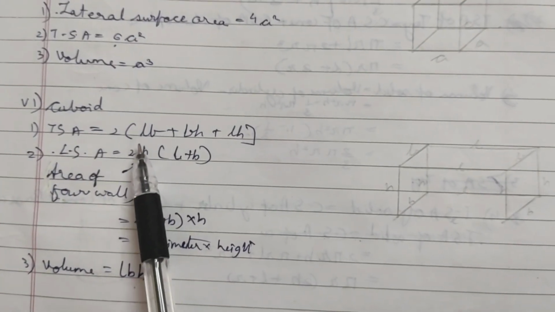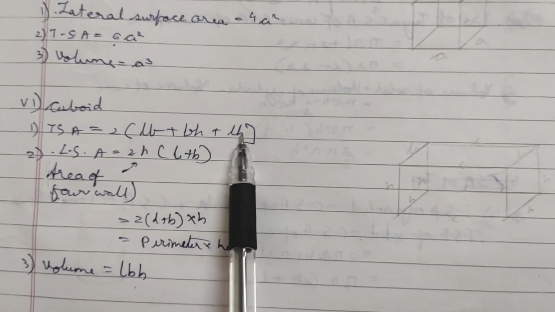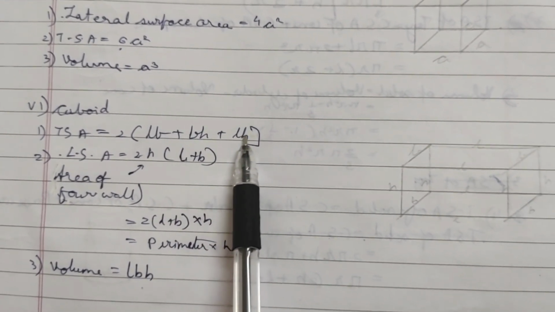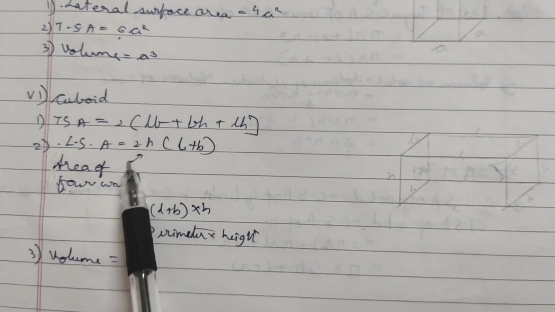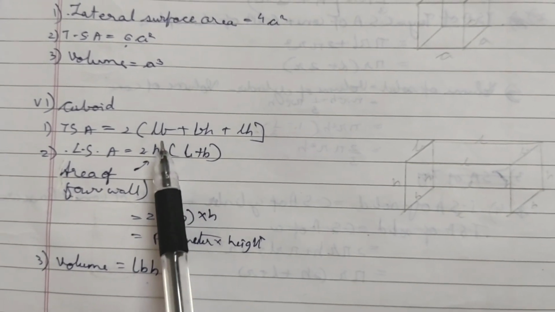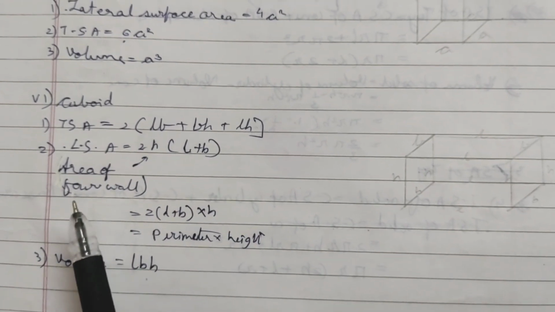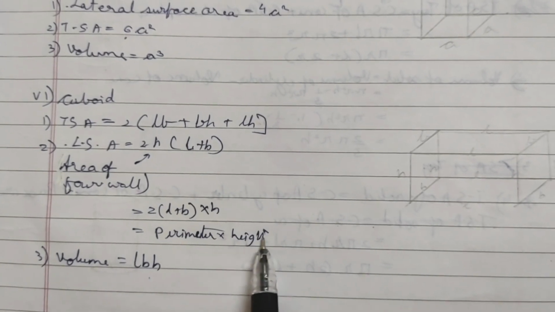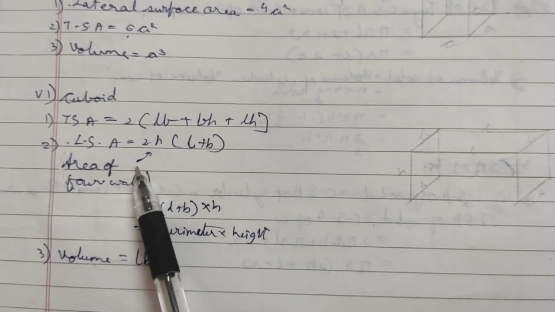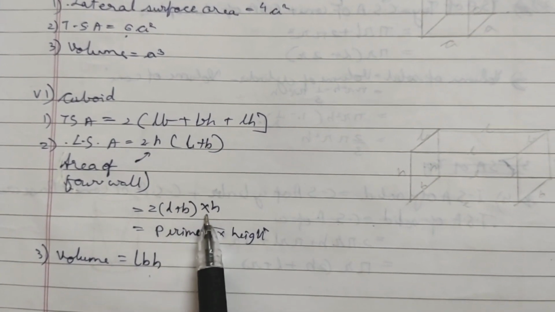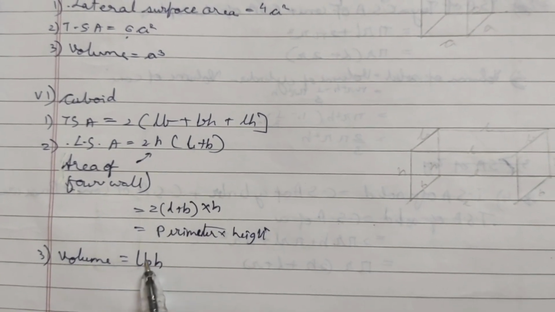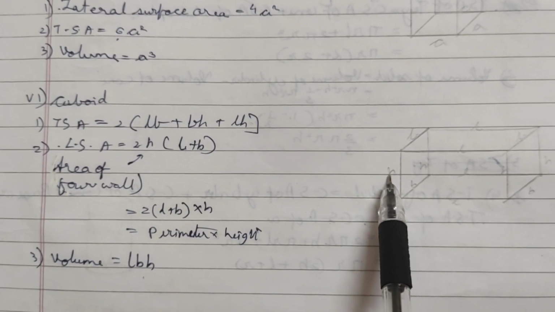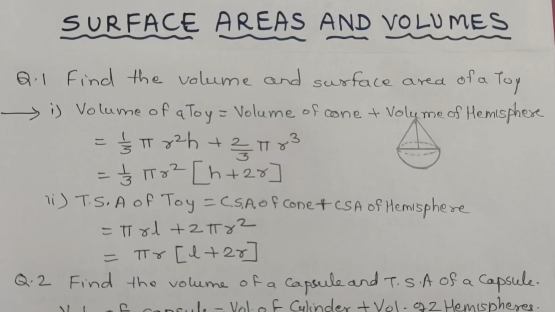Cuboid. Total surface area is equal to 2 into LB plus BH plus HL. That is length into breadth plus breadth into height plus length into height. Lateral surface area is equal to 2H into bracket L plus B. Then 2 into L plus B into H is equal to perimeter into the height. So the lateral surface area we can find out by the formula 2 into L plus B into H. Volume of cuboid. It is L into B into H. It's the volume of the cuboid.